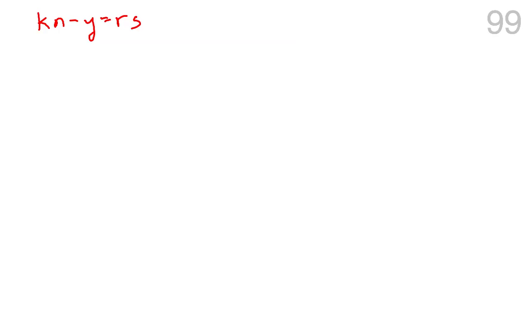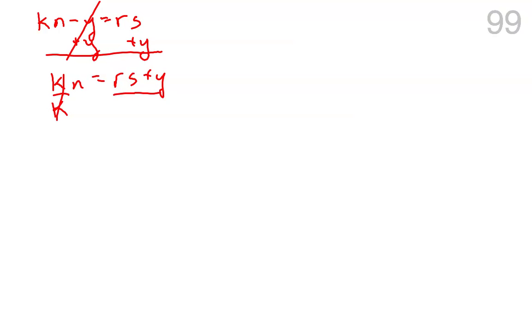Now, add y to both sides in my quest to get n by itself. kn equals rs plus y. And it was at this point that we had a little bit of difficulty here. The next step is clearly to divide by k. And the best way to divide by k is to just do that.